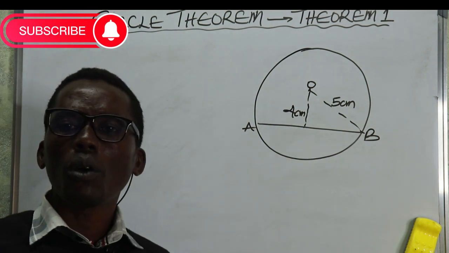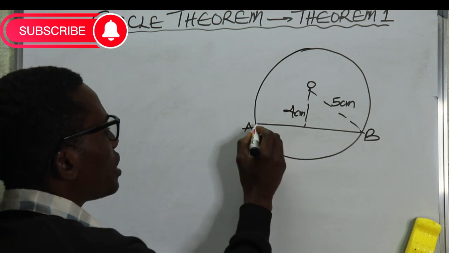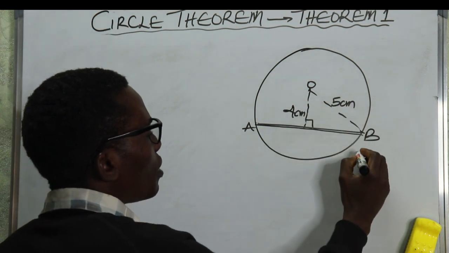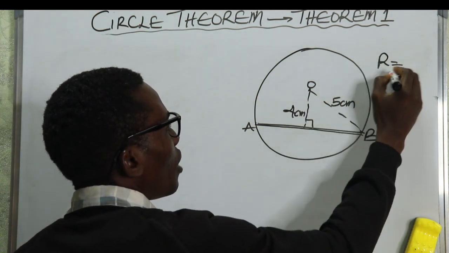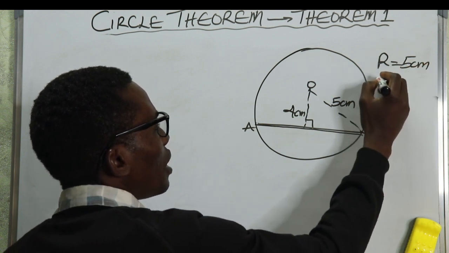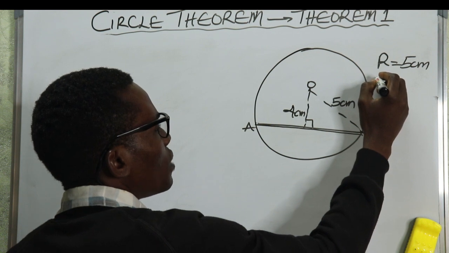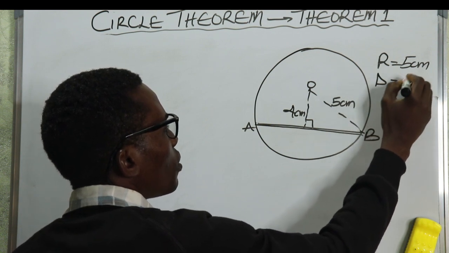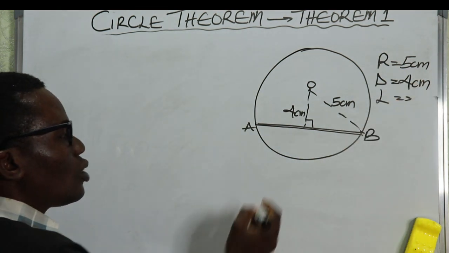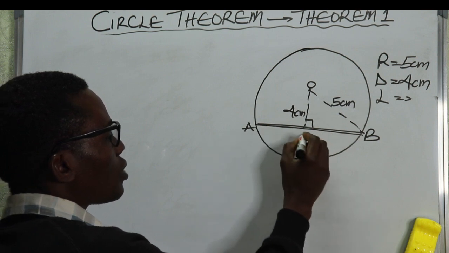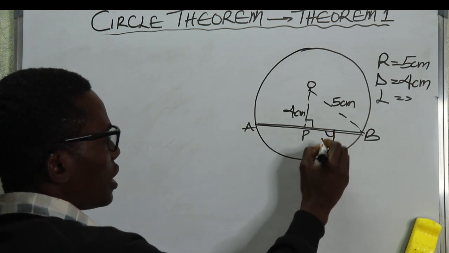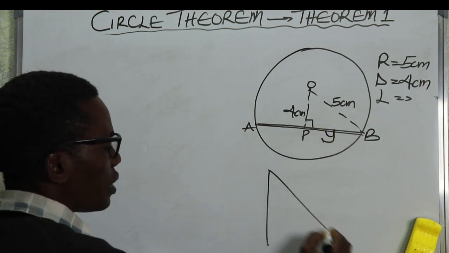You are asked to what? To calculate the length of the chord, which is this full length. So you see, you are given the radius this time around, R, as 5 centimeter. You are given the distance of the chord from the center of the circle, D, to be equal to 4 centimeter, and you are asked to calculate the length of the chord. Now the length of the chord, remember, is the full length from here to here. Now let's assume that point to be P. We don't know what this side is, so we are going to bring out that small side.